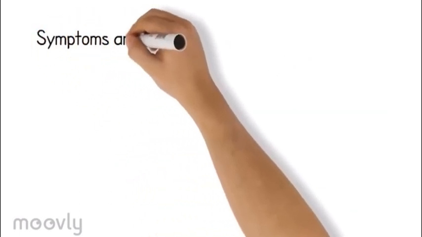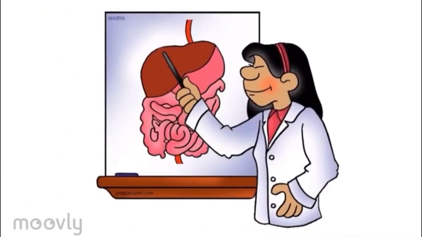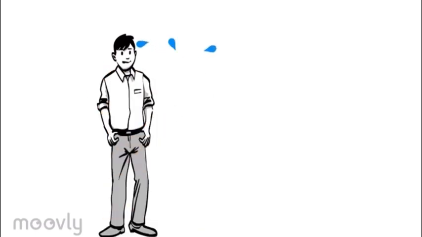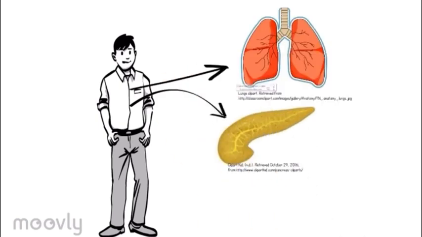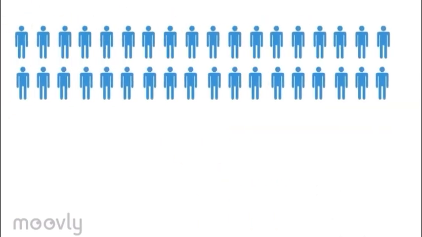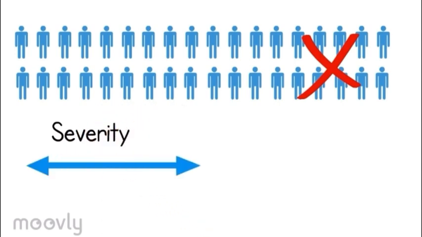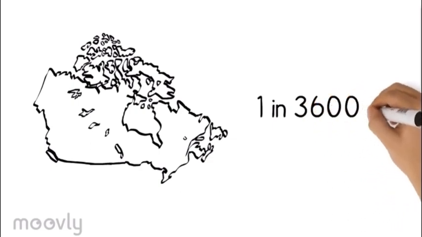The symptoms and associated complications of cystic fibrosis are caused by the dysfunctional CFTR protein channel, which is found throughout the gastrointestinal tract. Affected individuals have elevated sweat electrolyte levels, pancreatic insufficiencies, and lung infections. These signs are observed in most patients, but not all, since severity of the disease can range widely amongst individuals. In Canada, 1 in 3,600 are born with this disease.